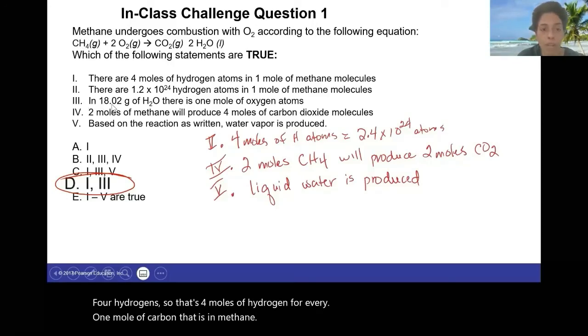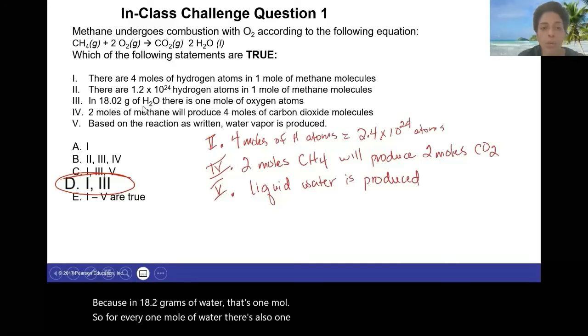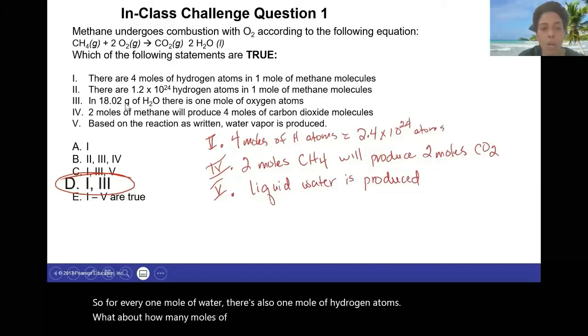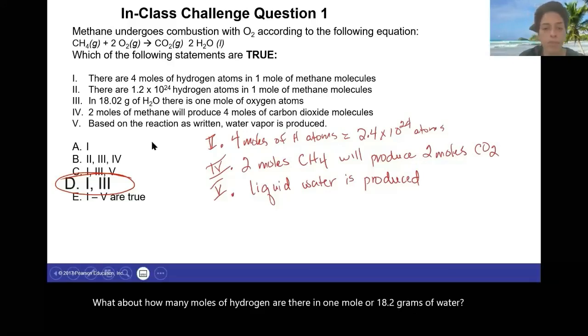Number 3 is correct because in 18.02 grams of water, that's 1 mole. So for every 1 mole of water, there's also 1 mole of hydrogen atoms. What about how many moles of hydrogen are there in 1 mole or 18.02 grams of water? Correct, 2 moles, all right?